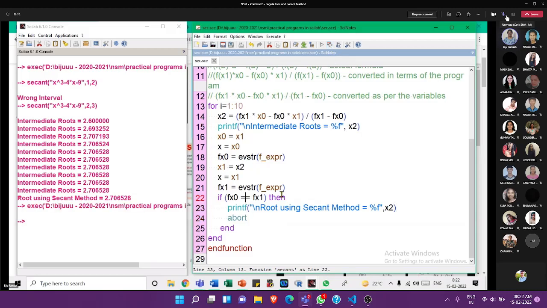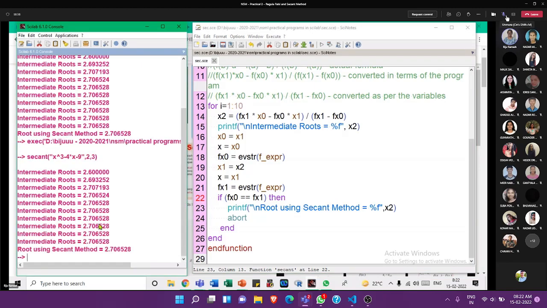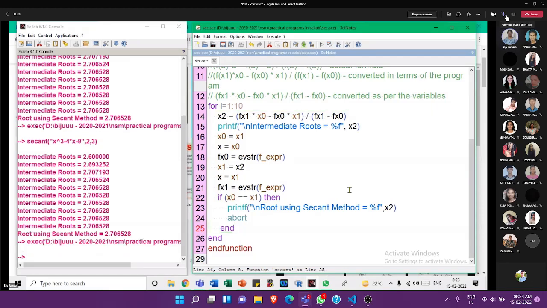So I go for calling this. Even then it is going 6, 7, 8, 9, 10. If I go x0 and x1, why is it not getting aborted?